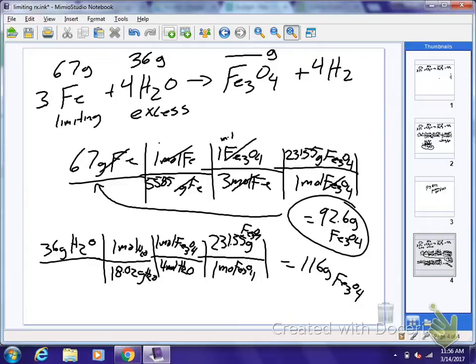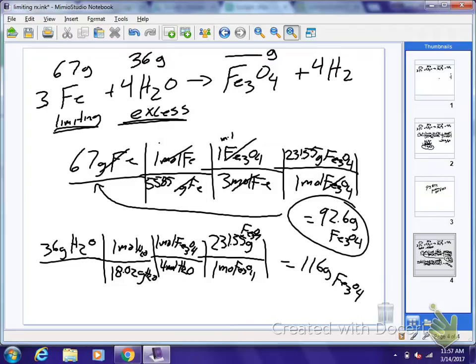It's impossible. You ever hear that? I want athletes to give me 110%. Sorry, iron can only give 100% of 67. Once it's done, it's out, it's not going to make any more. It can't make any more than 92.6. Now water, if it ran out, would make 116. It can't run out because iron runs out first. So iron's limiting and water's in excess. Excess means there's some left over.